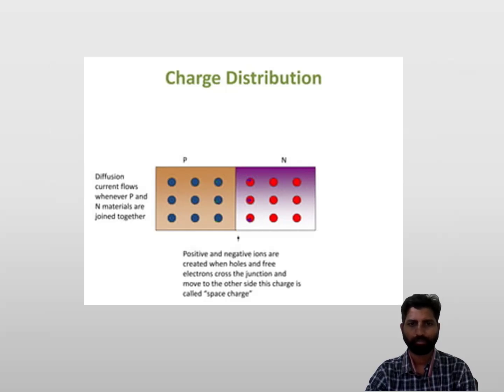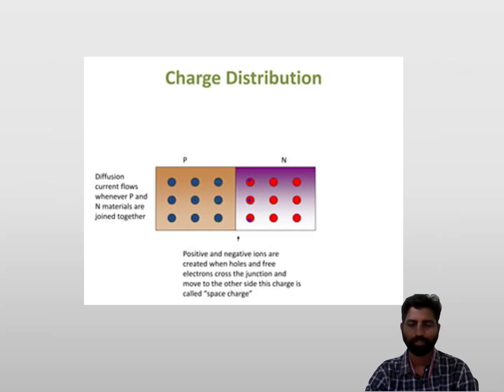This forms a flow of charge carriers, a diffusion of charge carriers from one side to another, which gives rise to a current flow. This is how the current is formed by using these two types of semiconductors, P type and N type. Once again, I'm repeating: diffusion current flows whenever P and N materials are joined together.